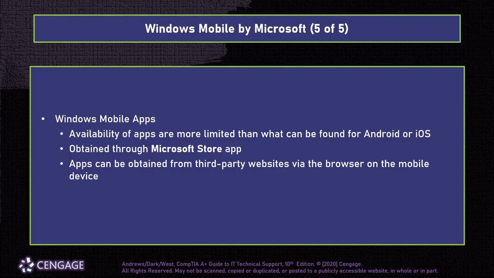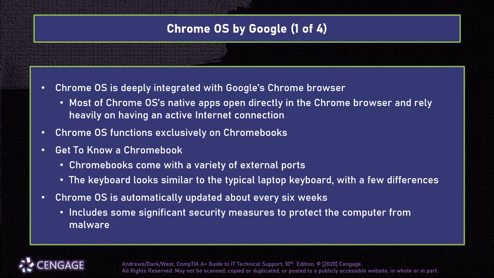Now, you can obtain certain apps from third-party websites via the browser on the mobile device. Again, that is a form of side loading, meaning that we're essentially going around the primary means of delivery for the app's contents. This can be a potential security risk, but it can also give you a little bit of flexibility in testing an app in a live environment as opposed to having to do it strictly through an emulator.